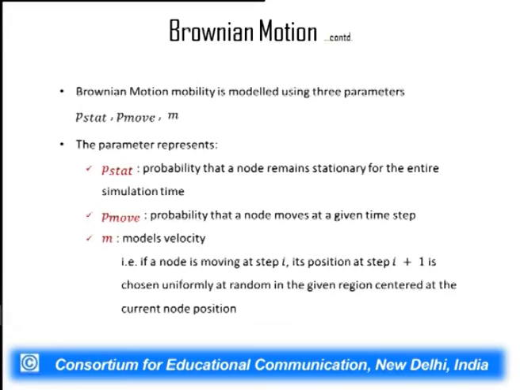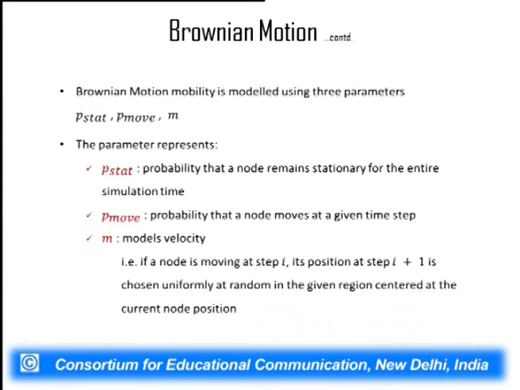The Brownian motion mobility model is governed by 3 parameters: P stat, P move, and M. P stat is the probability that a node remains stationary for the entire simulation time, that is, the fraction of time the node is stationed and will not move for its entire functional lifetime. P move is the probability that a node is going to move, the movement probability, in short.